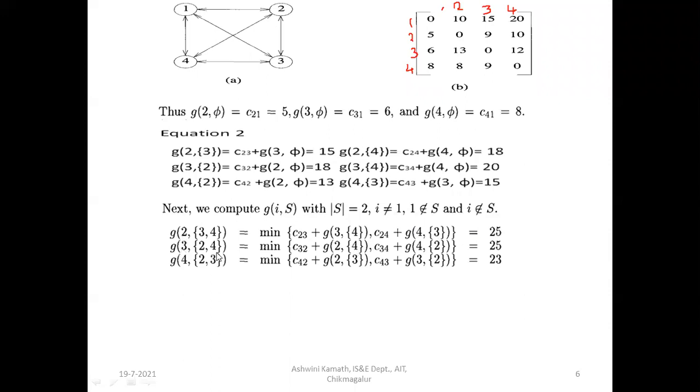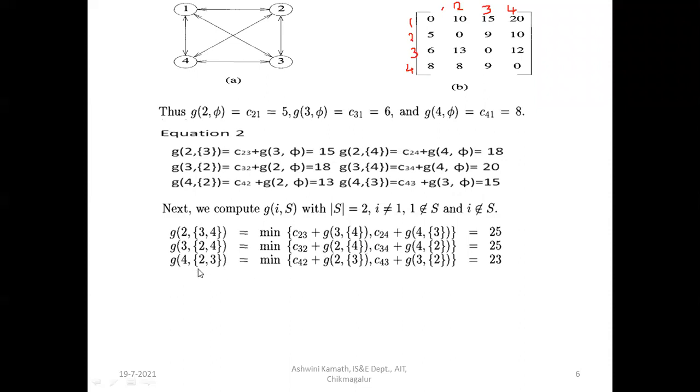Similarly, for G of 3, 2, 4, we have C 3, 2 plus G of 2, 4, then C 3, 4 plus G of 4, 2, which is equal to 25 again. And here also you have to note down from which value you are getting the minimum value. If it is the first one, you mark the first one. If it is the second one, you mark the second one. Like that, you have to mark the value from which you are getting the minimum, because at the end we have to write the optimal tour also, right?